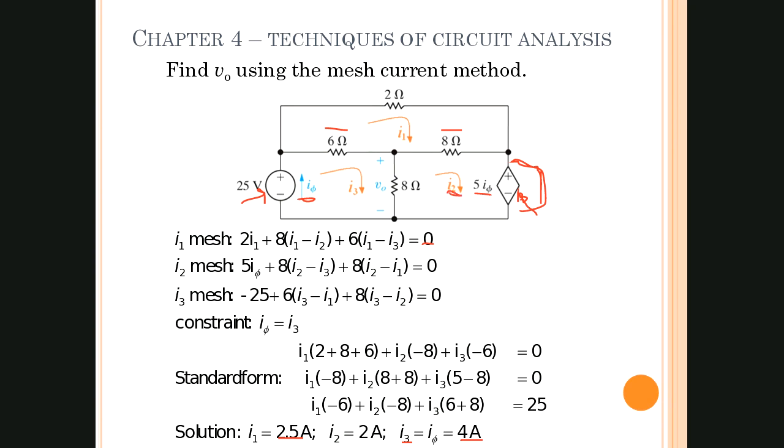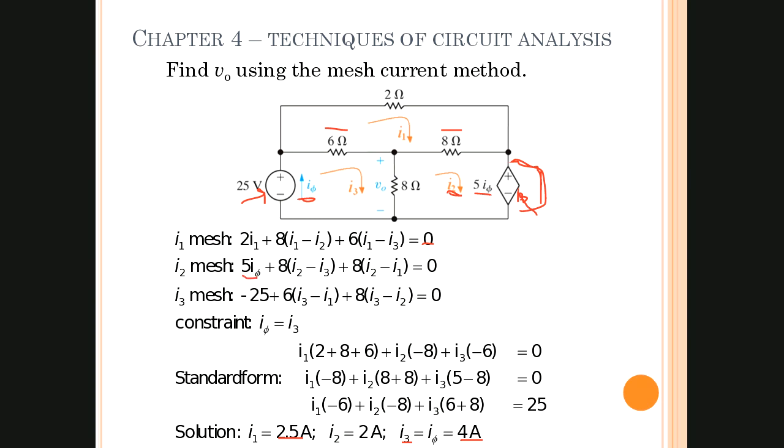We're going to start off with the one element that's not dependent on any other branch. In this case, it is a dependent source, but it's by itself. So we can just write it out by itself. It's 5 times I phi, which we did right down here.